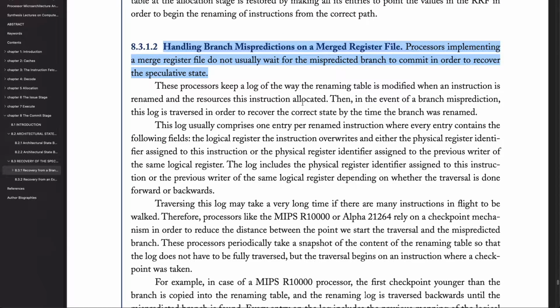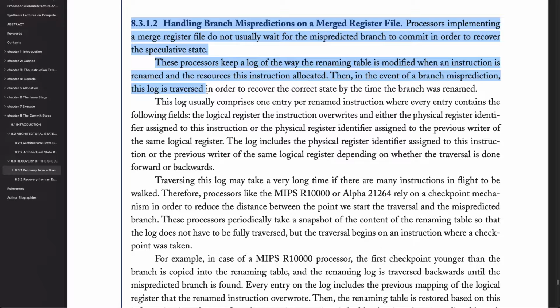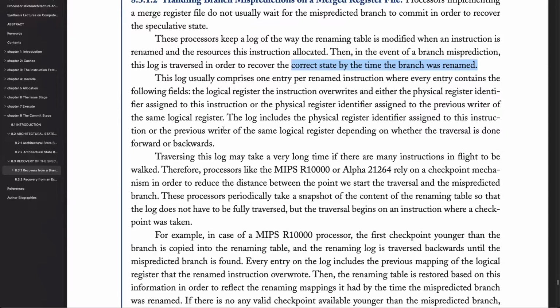Yeah, so for a unified register file, we're talking more of a rewinding mechanism, where throughout, when your renaming table is modified and renaming happens, you keep a log of what happens. So when you have a branch misprediction, this log is traversed in reverse order to get back the correct state as of the time the branch was mispredicted.